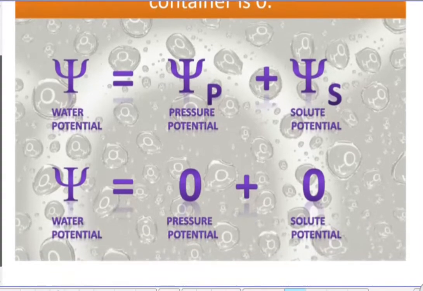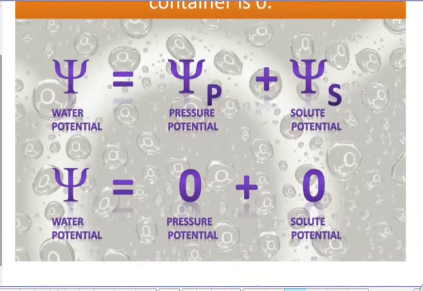Note here that the water potential of pure water is always going to be 0 because in an open container there's no pressure and of course there's no solute. So 0 is the water potential of pure water. For animal cells, keep in mind you also will have 0 pressure because there's no cell wall.